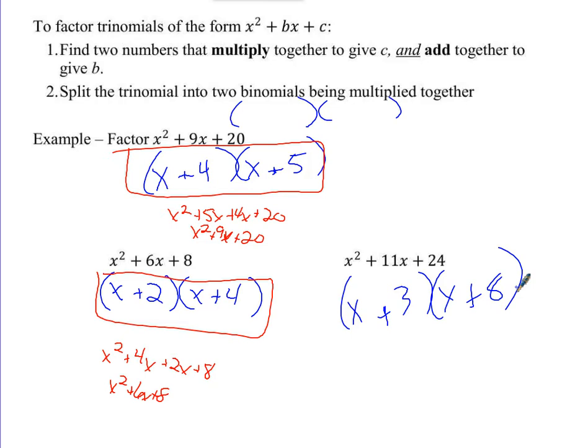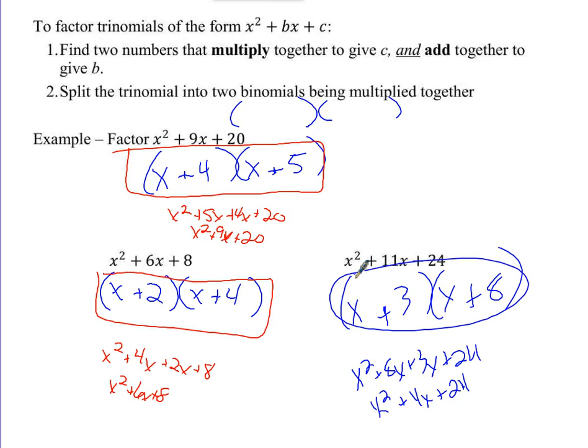So what should we do next? Yeah, you want to check your answer. This is the answer right here. We don't have to FOIL it back out, but we want to check our answer. So we're going to have x squared plus 8x plus 3x plus 24. And then x squared plus 11x plus 24. So we did get the exact same answer, which means that is the correct answer.